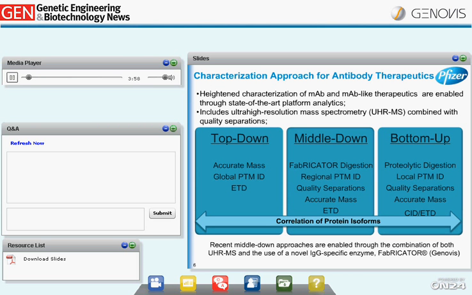The top-down focuses on the intact protein to go after accurate mass, as well as a more global post-translational modification ID for the protein. For middle-down, here we will utilize the FabRICATOR enzyme to do a specific digestion of the mAb and get a regional post-translational ID for the various modifications. We will rely on the mass spectrometry for the accurate mass, as well as UPLC for quality separation.